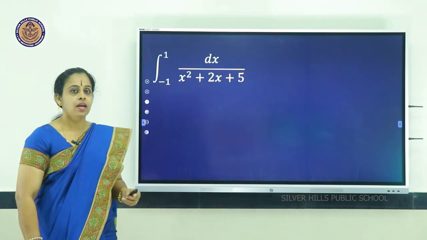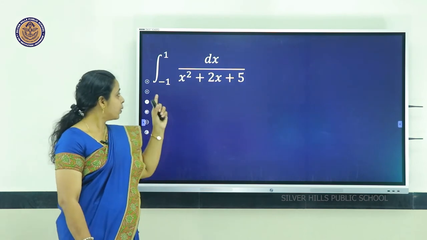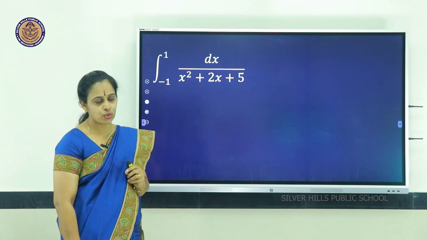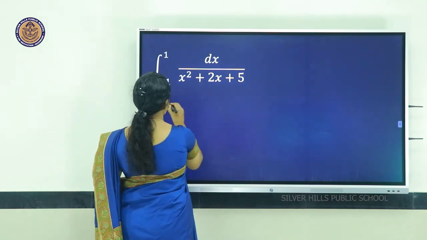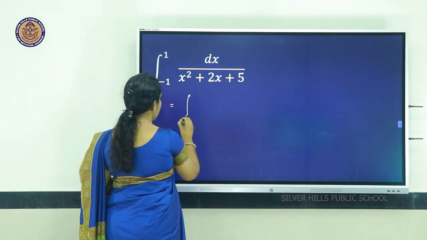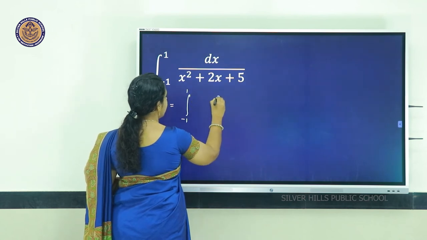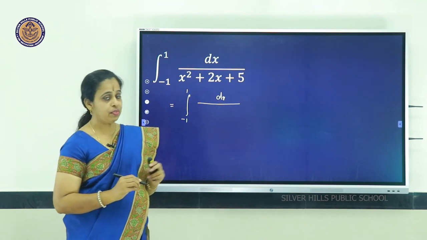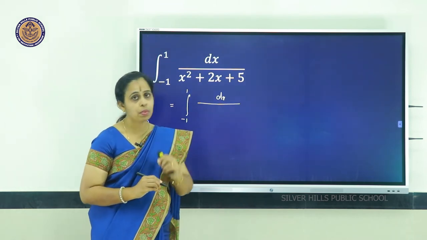Final answer. In the next question, we can see the denominator is a quadratic. Let us see how to do it. Equal to integral from minus 1 to 1 dx divided by... when we get a quadratic in the denominator, we learned we have to make it a perfect square.